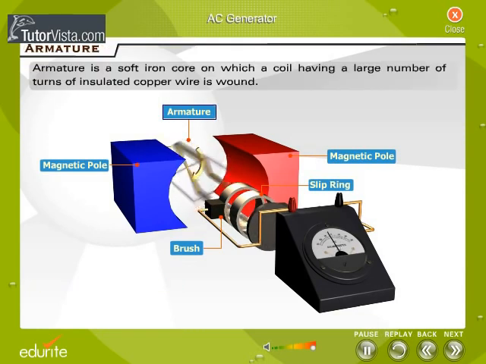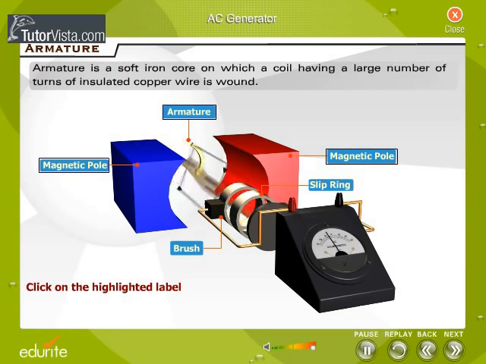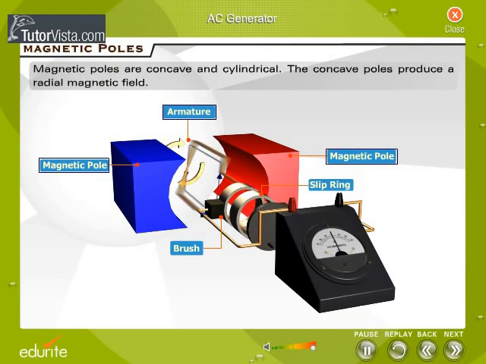Armature is a soft iron core on which a coil having a large number of turns of insulated copper wire is wound. Magnetic poles are concave and cylindrical. The concave poles produce a radial magnetic field.